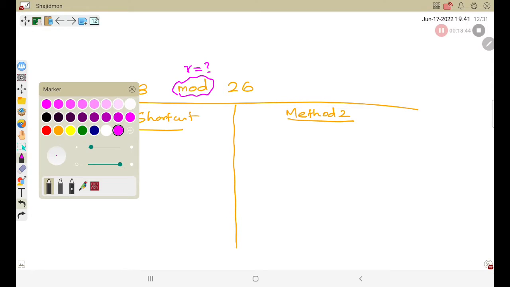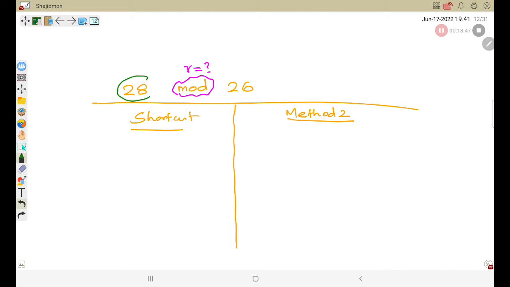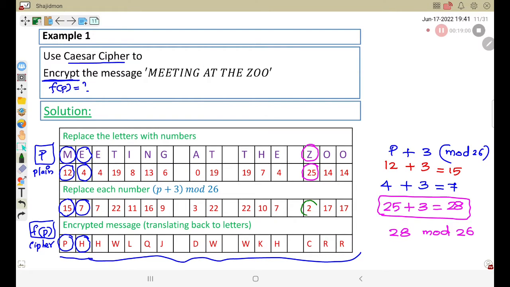Now the shortcut method is this number 28 minus this number 26. What will the number be? You will get 2, correct? So that number we can write here: 28 minus 26 is 2. So 2 means the letter is C.